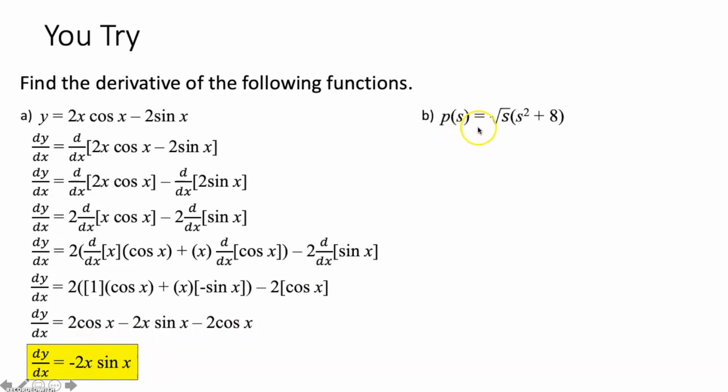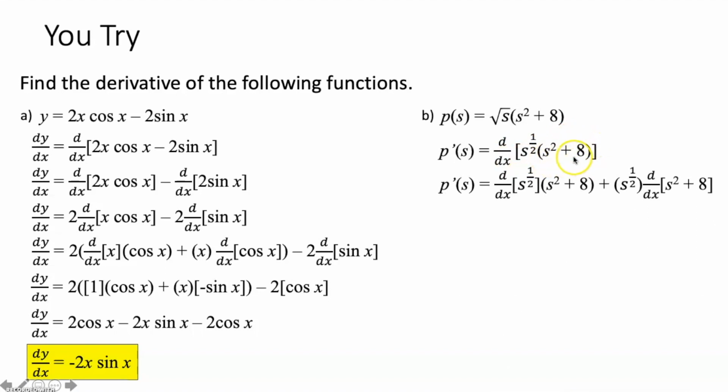Over here, doing the same thing, taking the derivative. Now, whenever you have a radical and you're taking the derivative, you want to change that into a rational exponent. So here, the square root of s is the same as s to the 1/2 power. Now, we have two functions being multiplied together, and when we take the derivative of two functions being multiplied together, we need to use the product rule. And the product rule says we take the derivative of the first function, multiply it to the second function. Then add that to the first function times the derivative of the second function.